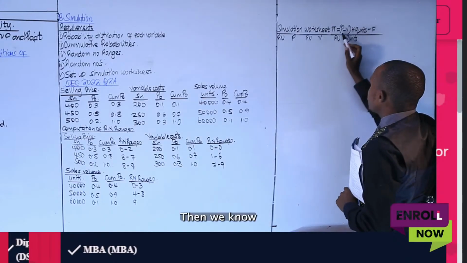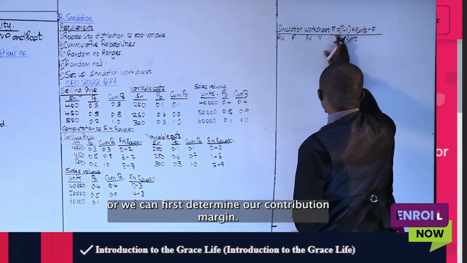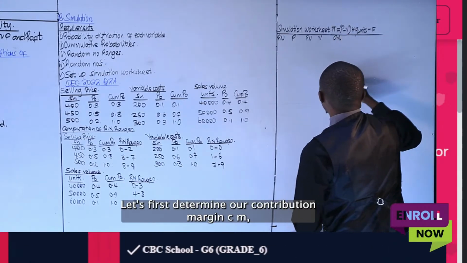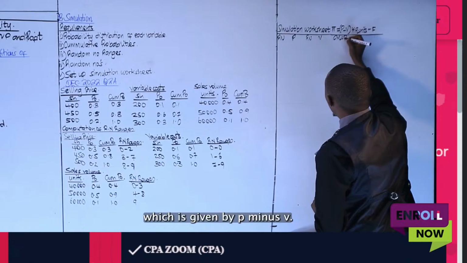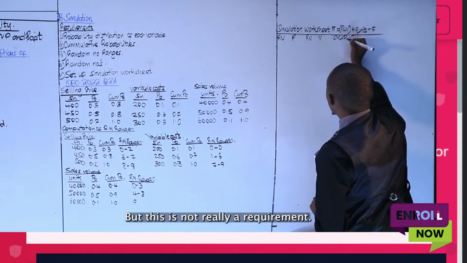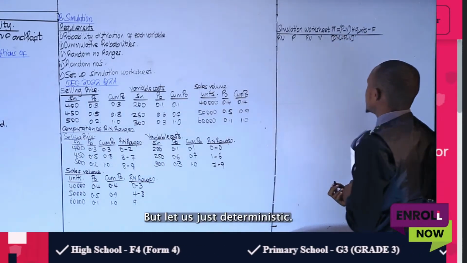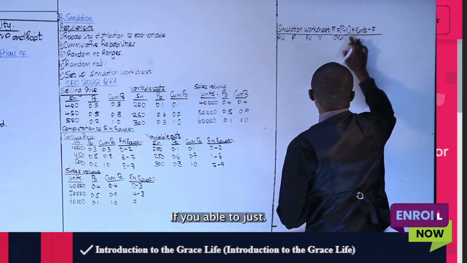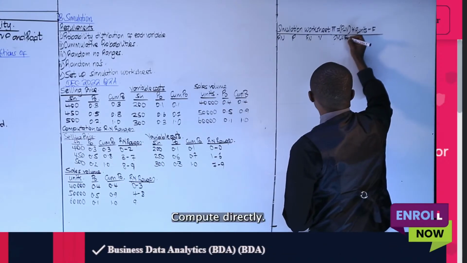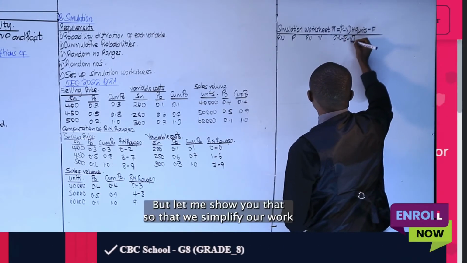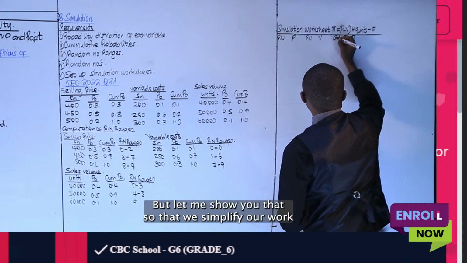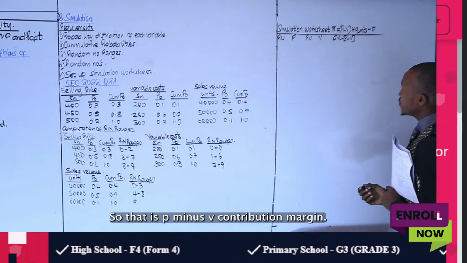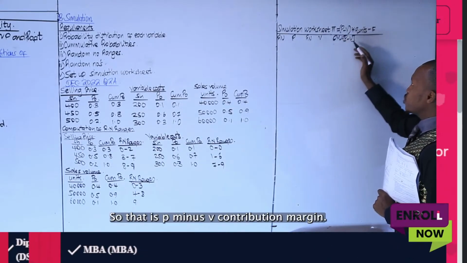Then we can first determine our contribution margin, CM, which is given by P minus V. This is not really a requirement, but let's just determine it. If you're able to compute directly, well and good, but let me show you so that we simplify our work and look more organized.